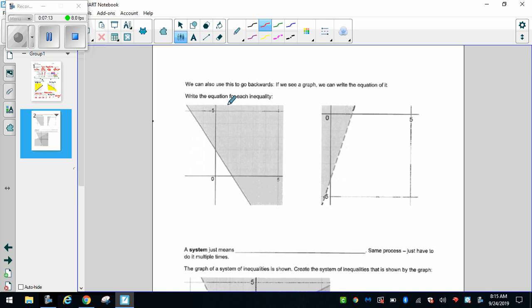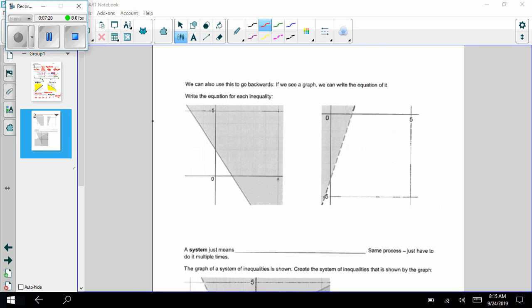We can also use this to go backwards. If we see a graph, we can write the equation of it. And to do so, we know that it always starts with a y. Since this is a solid line, we know it's going to have either greater than or equal to or less than or equal to. Since it's shaded above, our notes indicate that means greater than. We always are going to have an x and plus or minus the y-intercept.